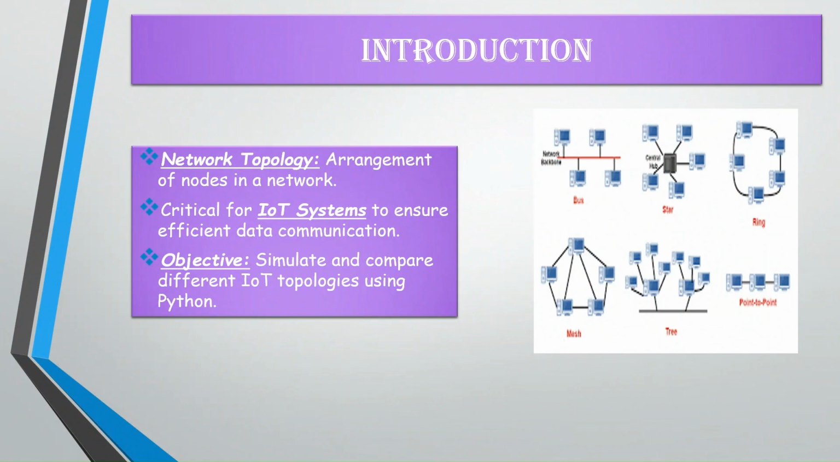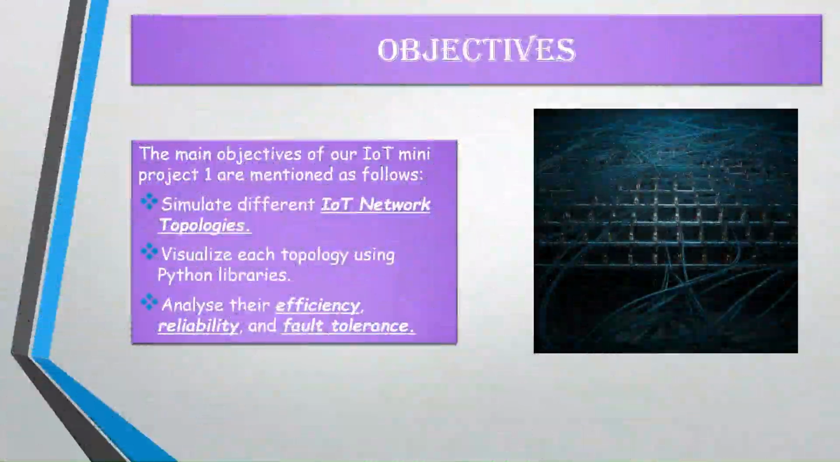Now that we understand the basics of network topologies, let's outline the specific goals of our project. Our primary objective is to simulate various IoT network topologies. We'll use Python programming to create virtual models of these topologies, allowing us to experiment and observe their behavior in different scenarios. Secondly, we'll visualize these topologies.